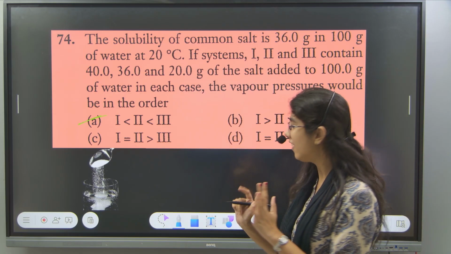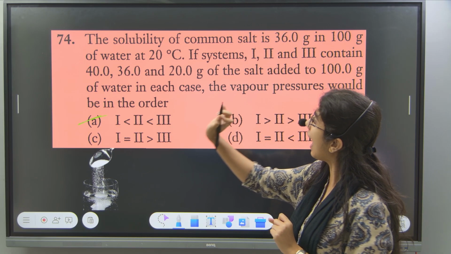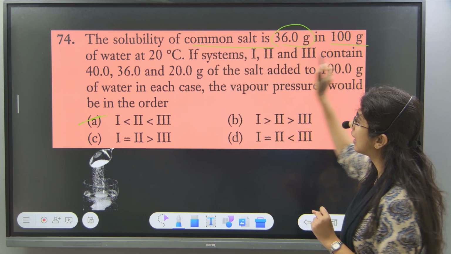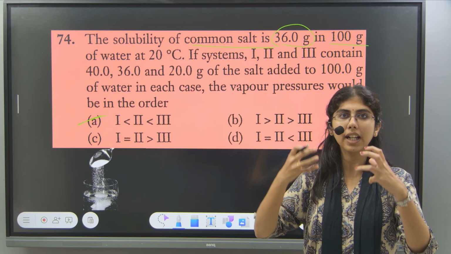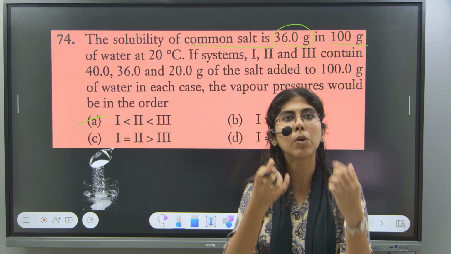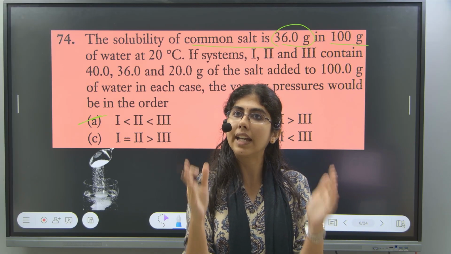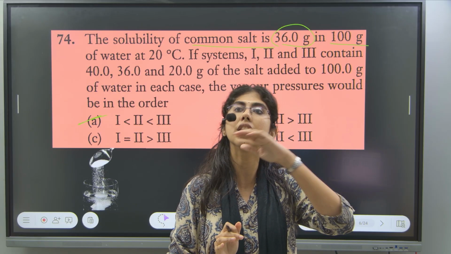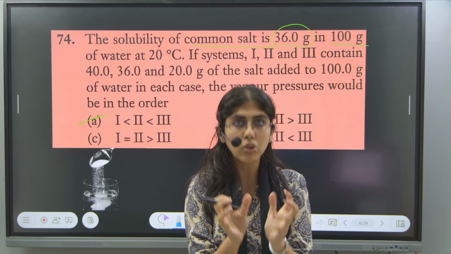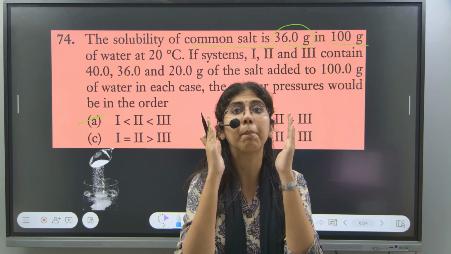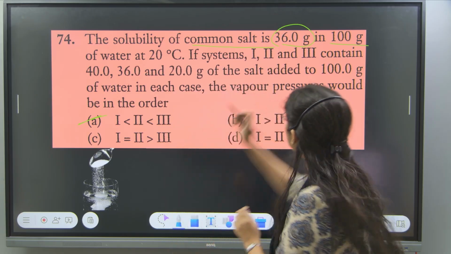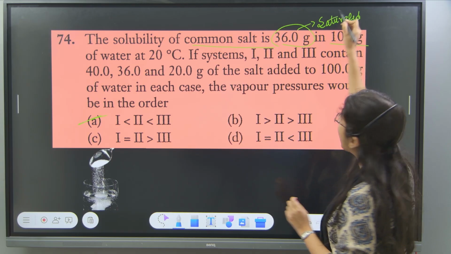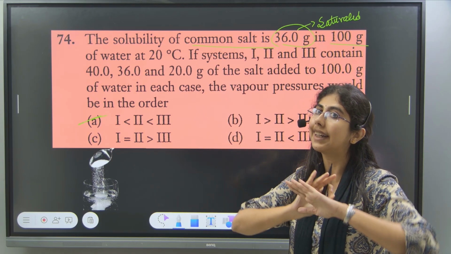So now let us discuss this. Here they have given the solubility of common salt is 36 gram in 100 gram of water. Now this solubility, the very definition says the maximum amount of solute that can be dissolved in a given amount of solvent. Now when I say 36 gram of NaCl is the maximum soluble amount of NaCl, that means that particular solution is called a saturated solution. That means this solution already has the maximum amount of solute that can be dissolved.